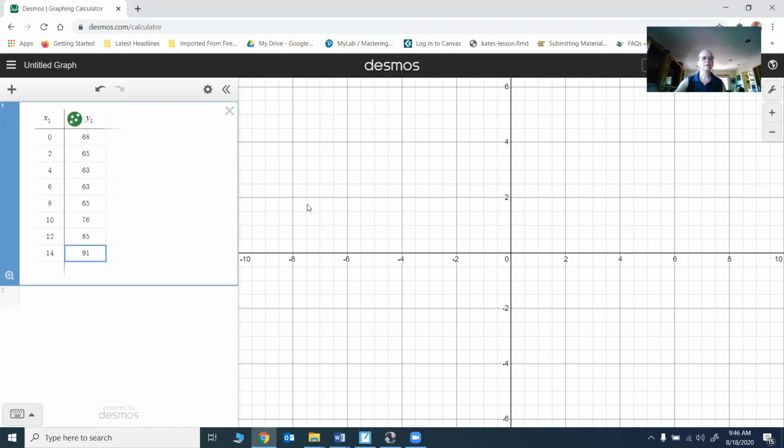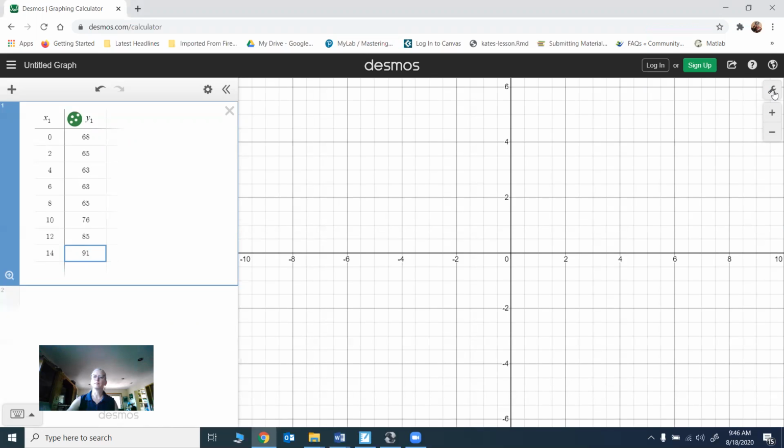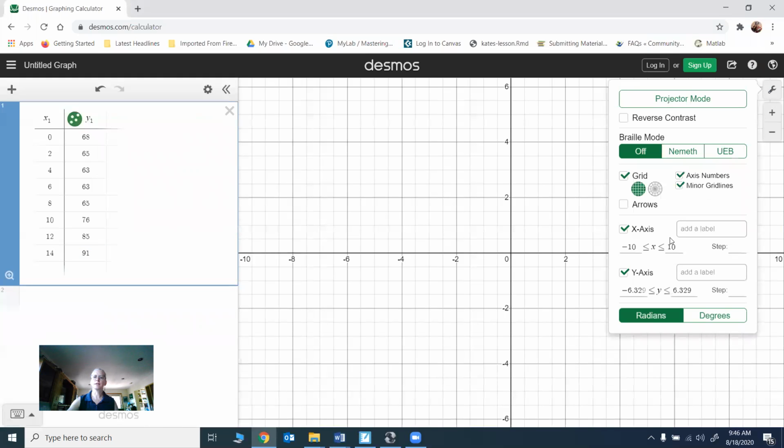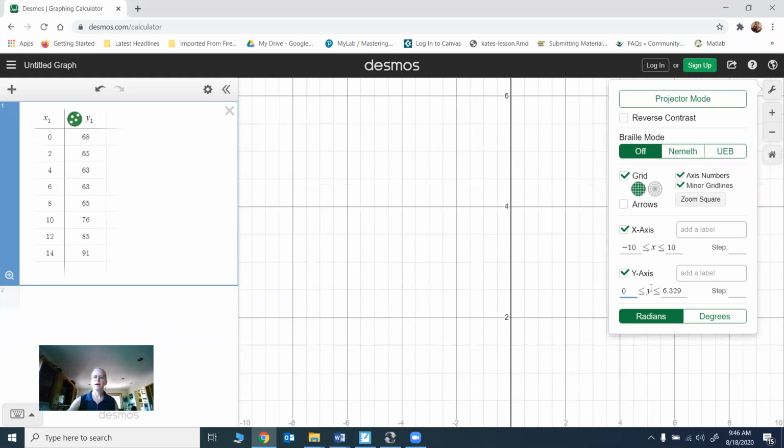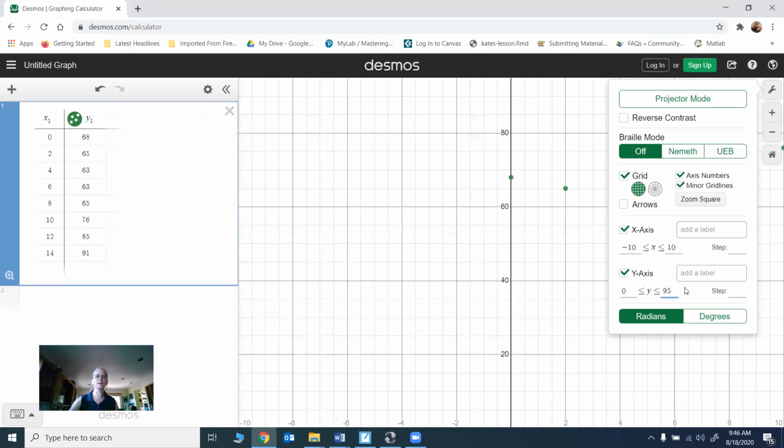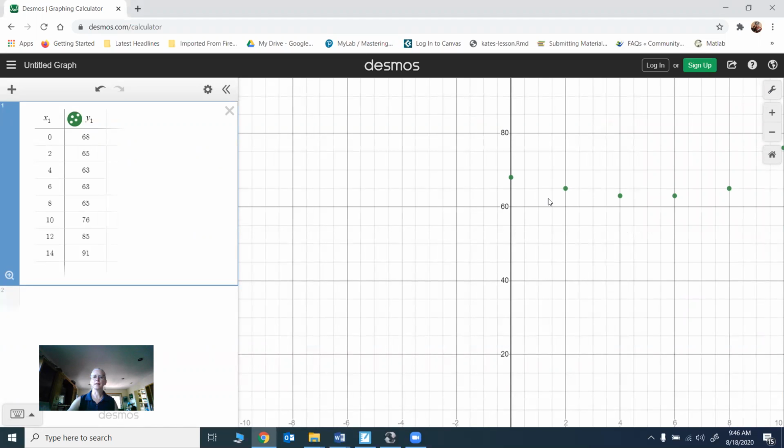Now I'd like to be able to see the graph of this. Unfortunately, my graph goes from 0 to 10 and 0 to 10, so I'm not going to see those because I'm going all the way up to 68. So I need to change my window. If I come over here to this little wrench, it's graph settings. I can now change my window. I'm going to start my y-axis at 0, and my highest value was 91, so I'm going to go up to 95, let's say. And then I can see my dots now.